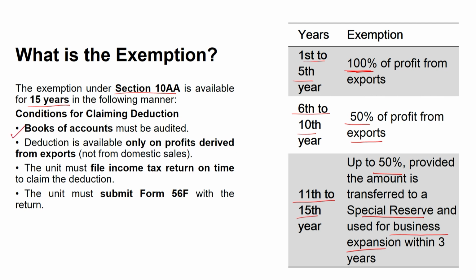You need to audit your books of account. Deduction is available only on profits derived from export business. So if you are doing your business only on a domestic level and selling your products and services in the domestic level of the country only, then it may not be allowed to you. The unit must file income tax return on time to claim the deduction, and the unit must submit the form number 56F for claiming such deduction under the Act. So this is the exemptions related with the special economic zones.